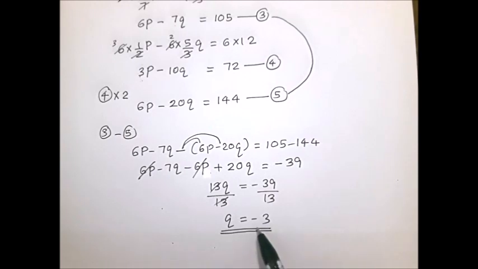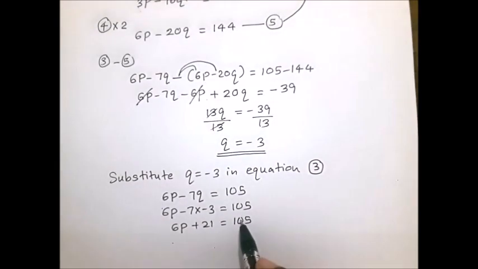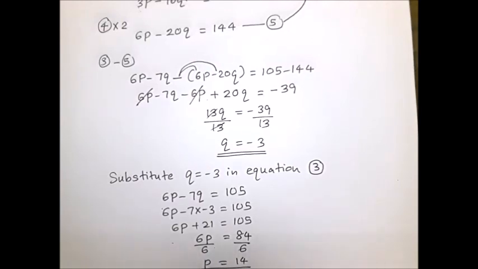Now I am going to substitute this value in third equation. 6p, 7 multiplied by minus 3, minus 21. Then add 21 to right hand side. 105 minus 21, it is 84. Then divide both sides by 6. P equal 14. This is the answer.